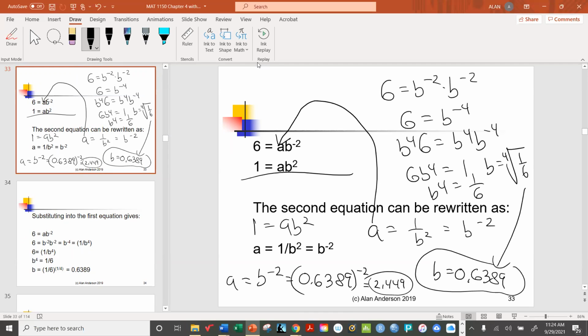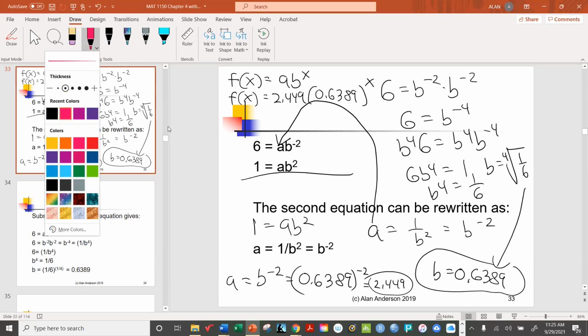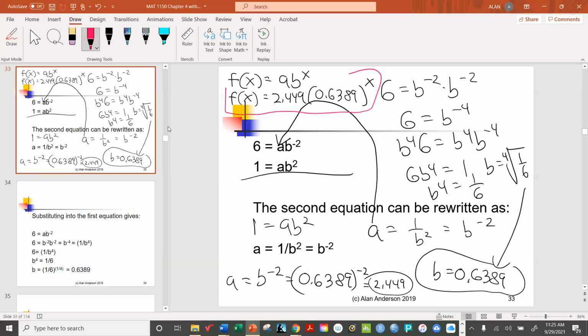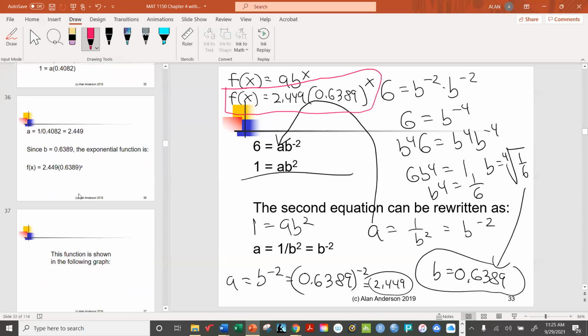Well, now we're all set because remember, the function is... so we end up with 2.449 times 0.6389 to the x power. And so this is the function that generated those 2 points. It's a mess, but it's correct.